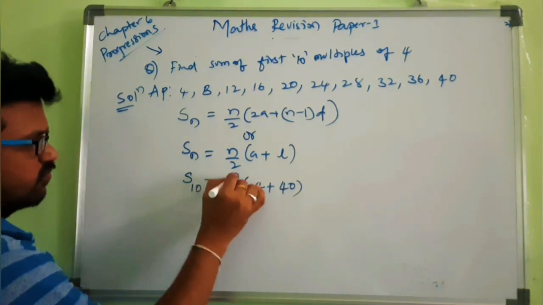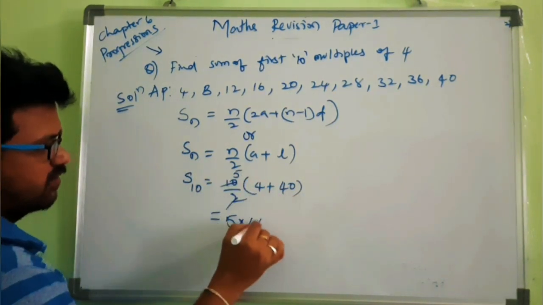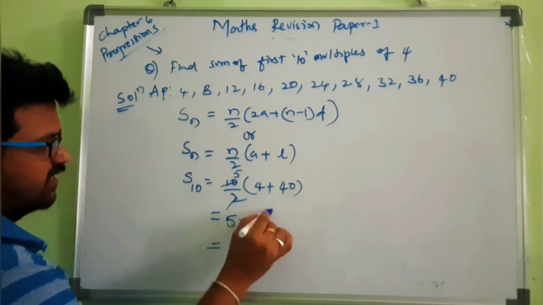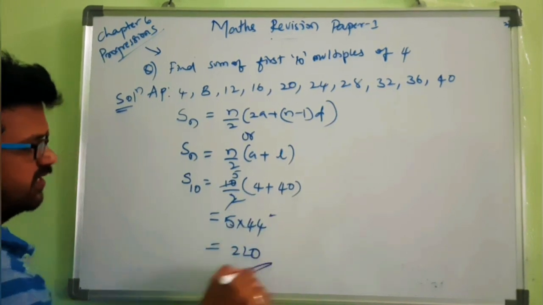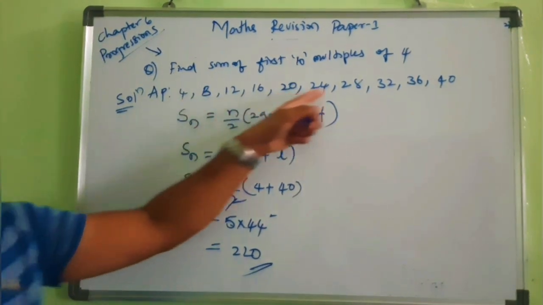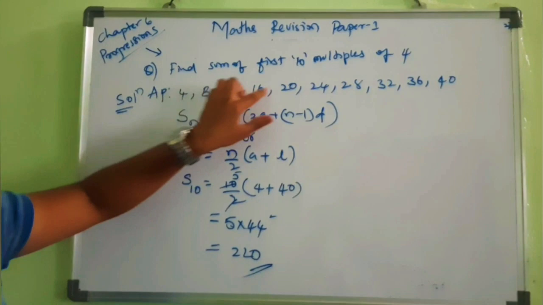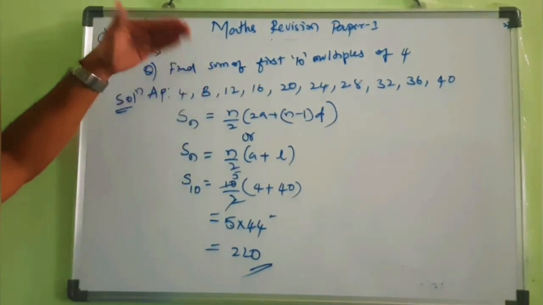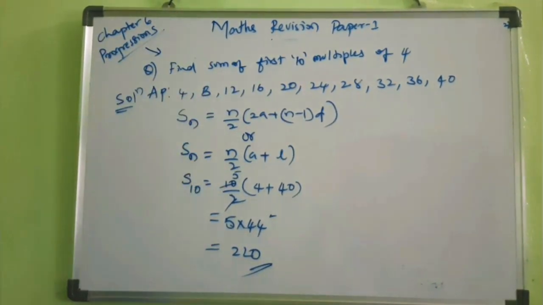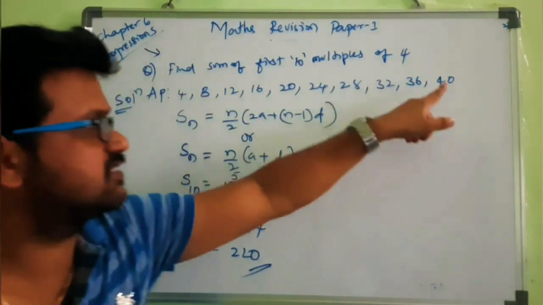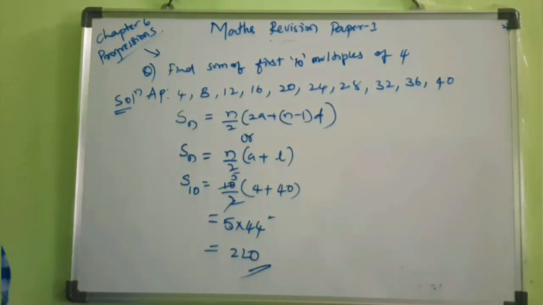So 2 ones are 2, 5 into 44. 5 4s are 20, 5 4s are 22, 20. Okay. So if you add these all, we get 220. Sum of the 10 terms, sum of the first 10 terms. So n is equal to 10. First term is 4, last term is 40. Okay. So like this we can do.